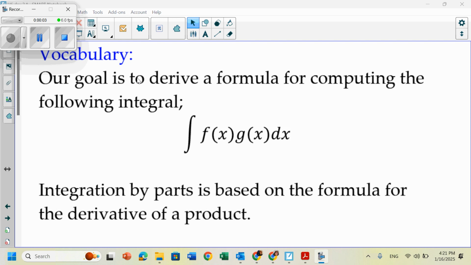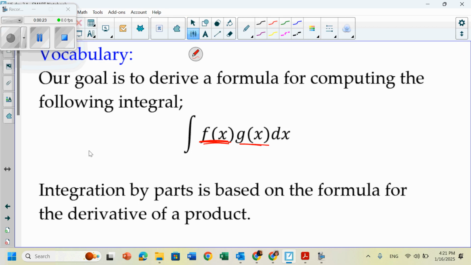Alright, so our goal today is to talk about what's called integration by parts. It's when you have two functions being multiplied and they don't work nicely together in terms of simplifying by use of substitution or some other method. Okay? So we're going to call them two things. We're going to talk about this one, we're going to talk about this one. I'm going to use two different colors to do that.